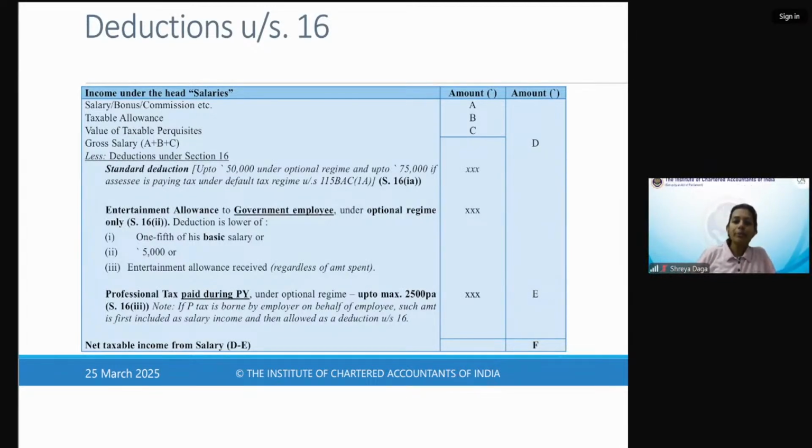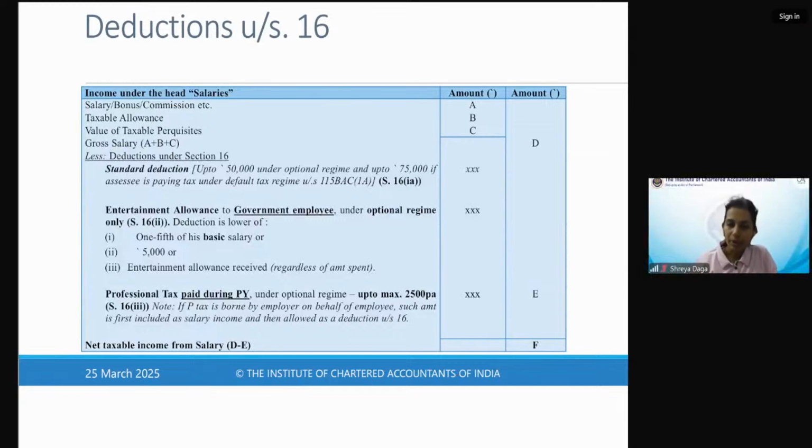Entertainment allowance is for government employees only. Entertainment means generally they have to take care of hospitality and other expenses for their customers, and in the case of public officials, this is too much. So they get special allowances called entertainment allowance to meet those expenses. Now the deduction is available under optional regime for government employees. It is the lower of the following: 1/5 of basic salary only. No DA, no commission, no nothing, only basic. 1/5 of basic, or 5,000 rupees per annum, or entertainment allowance actually received.